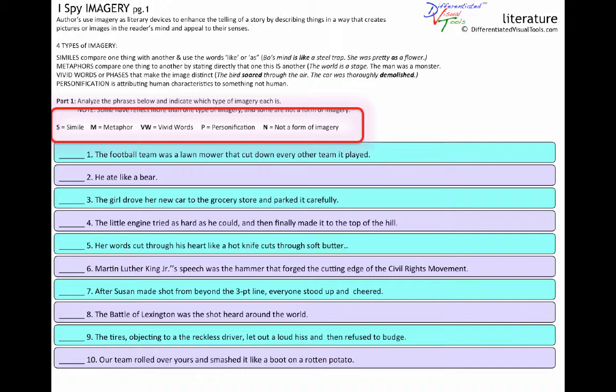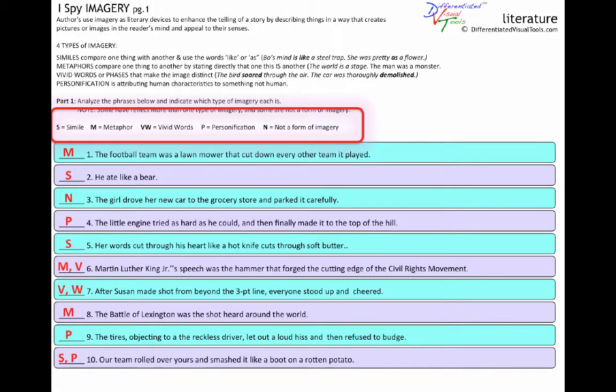For example, the football team was a lawnmower that cut down every other team it played. So that would be an example of a metaphor. He ate like a bear. Obviously, that would be a simile. The girl drove her new car to the grocery store and parked it carefully. She drove her new car. Okay, I'm not seeing any imagery there, so that's an N for not a form of imagery. The little engine tried as hard as he could, but then finally made it to the top of the hill. So that would be a form of personification.